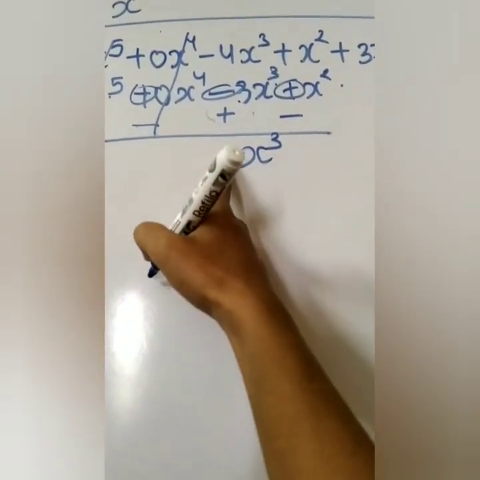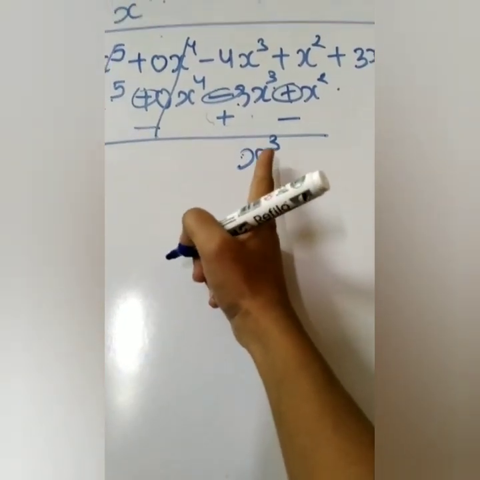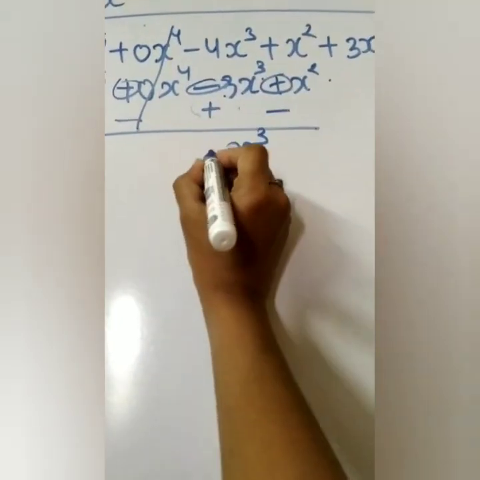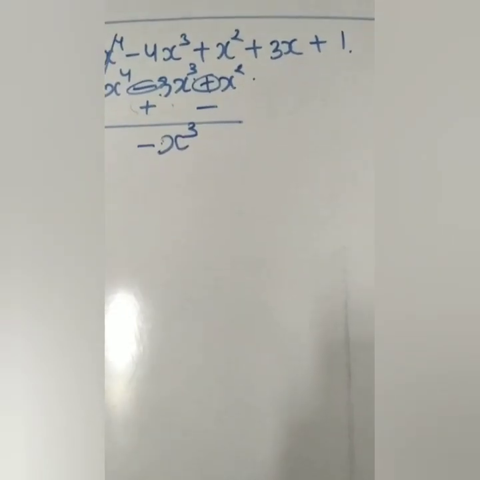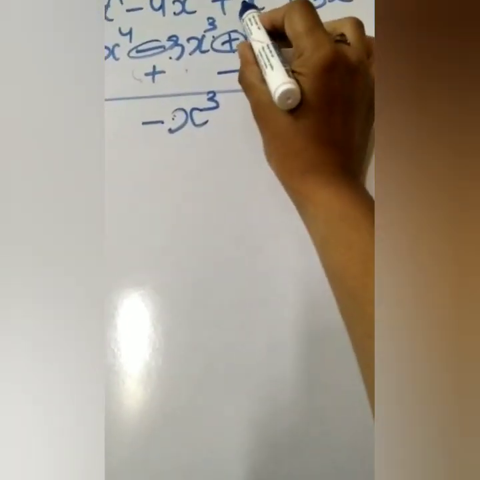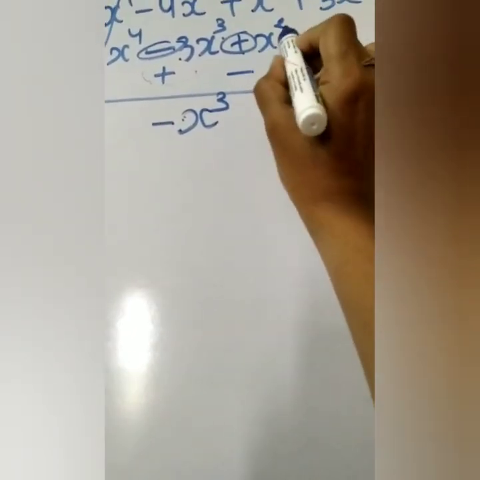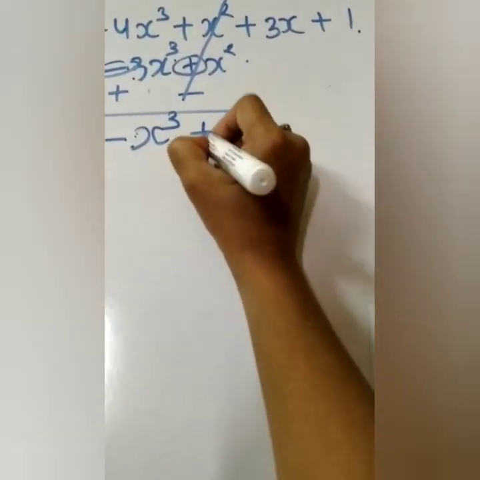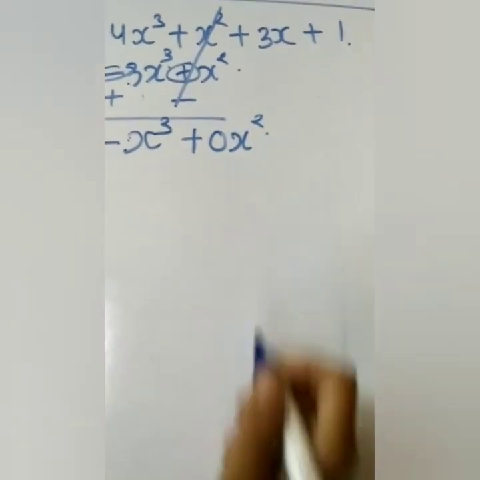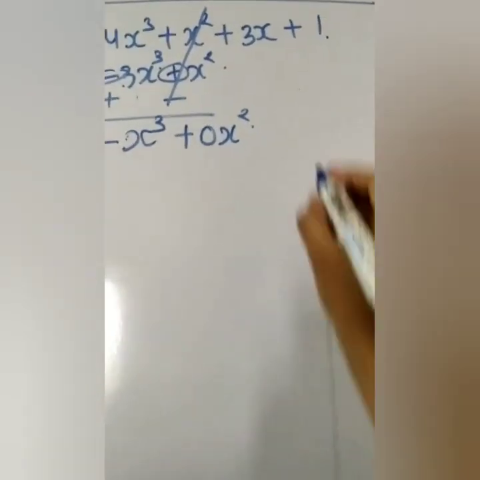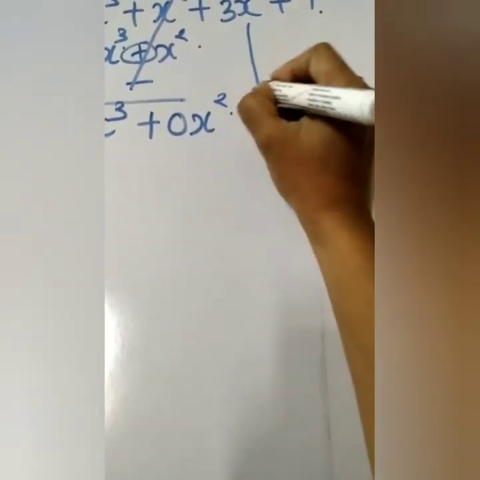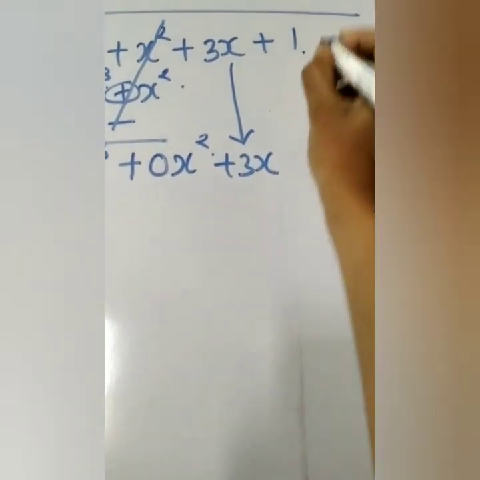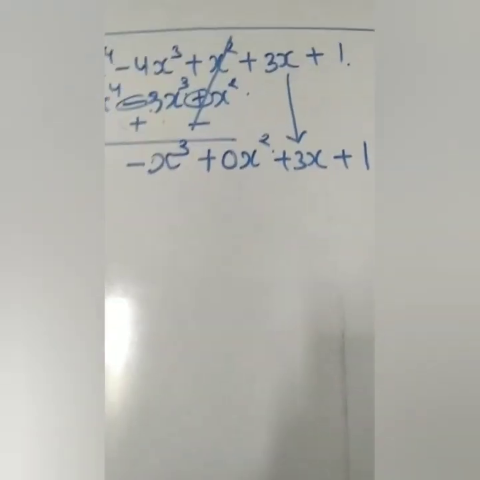So we are not writing 1 over here, it is x cube only. And the sign of the greater number, which is minus, so we are writing minus over there. Now this is plus 1x square and this is minus 1x square, so this whole term will cancel out. Means here in place of this we can write 0x square if we want to. And here we have to take down both the terms. So here we will take plus 3x as well as plus 1 over here.